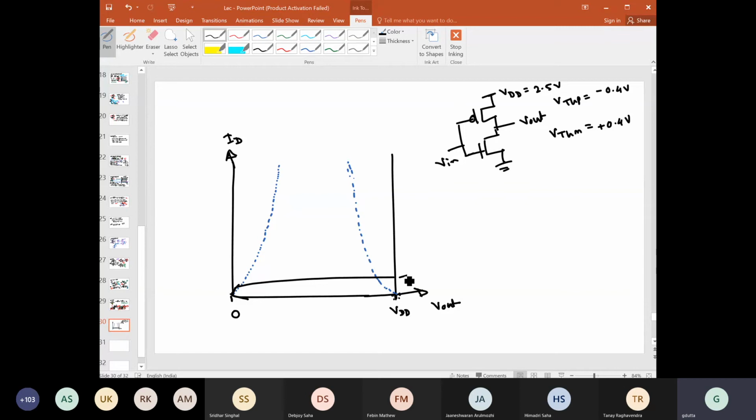And I will try to mention it here, that this is for V in equal to 0.5 volt, right? Then we will increase it by 0.5, so here it is V in equal to 1 volt, right? And then here it is V in equal to 1.5 volt, right?